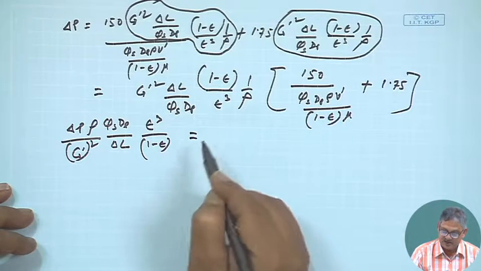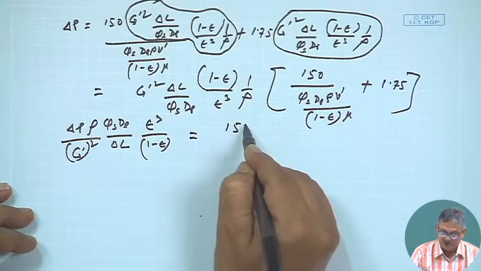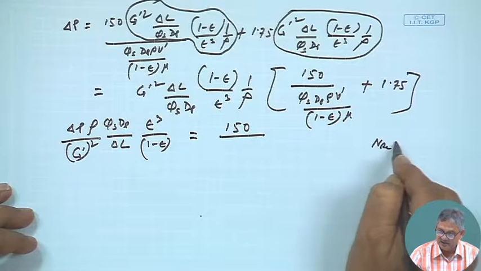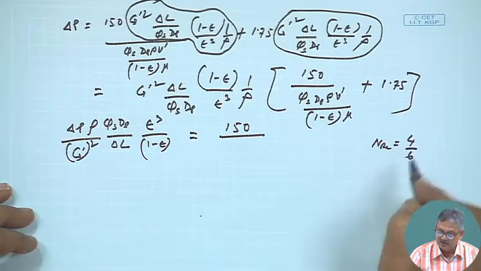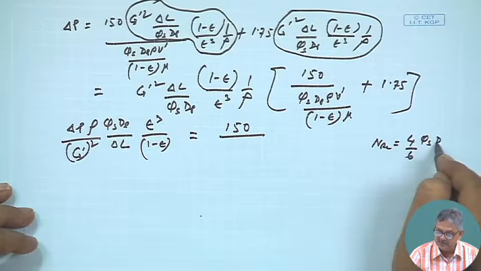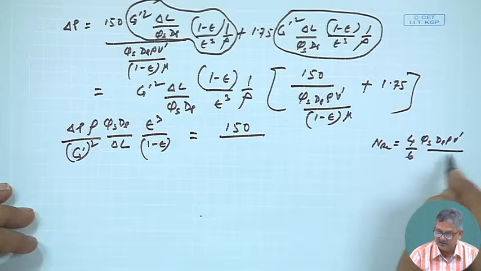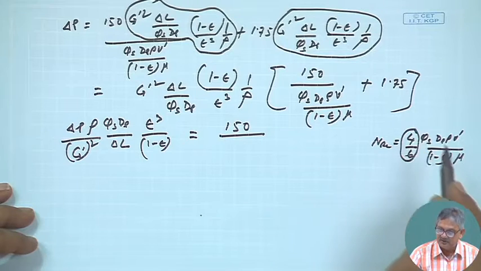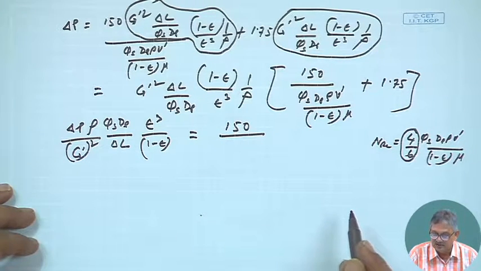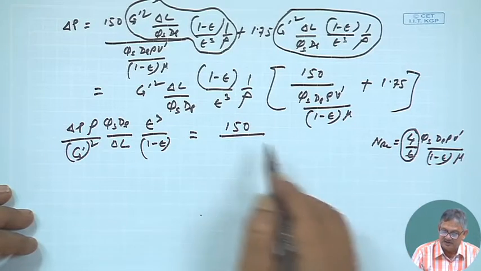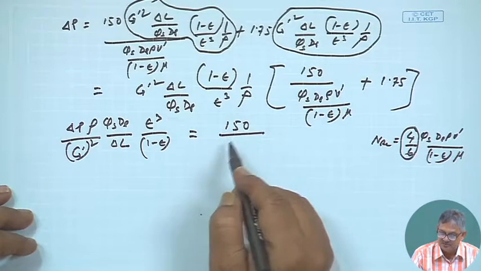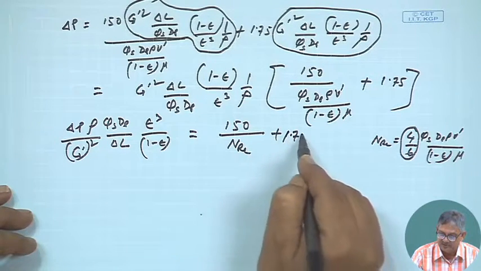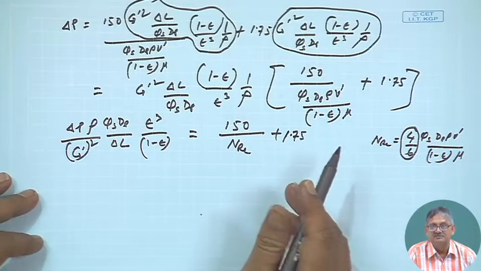So, this can be made equal to 150 divided by, now we said NRE by definition we had said 4 by 6 phi s dp rho v prime divided by 1 minus epsilon into mu, right. If we just ignore that 4 by 6 is roughly equal to 1, then we can say that this is nothing but NRE. So, 150 over NRE plus 1.75, this is the relation, right.